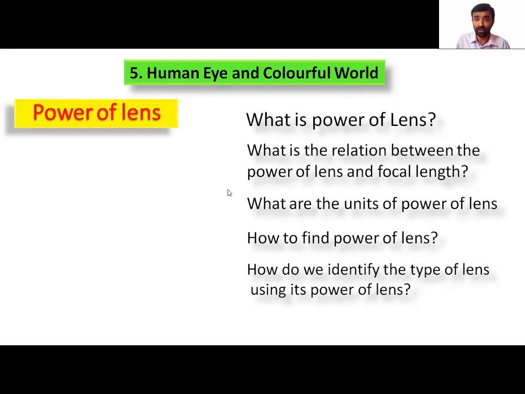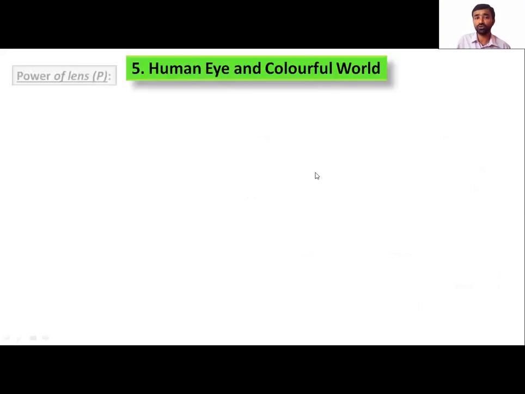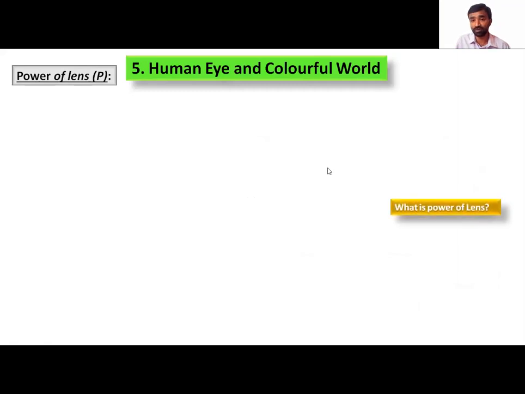So here, first of all, I need to know what is power of lens. The definition of power of lens. So how to define power of lens here? Do you know what is power of lens? Anybody here? I don't know, but that power, how am I identifying what is actually the use of lens?